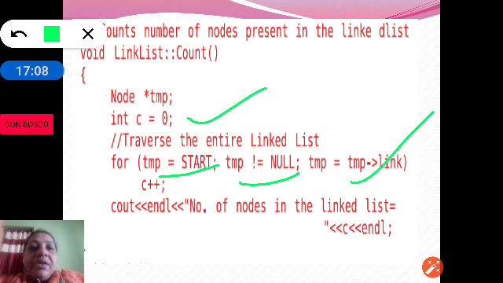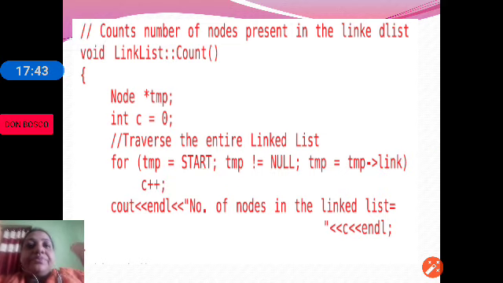So each time temp will go to the next node after incrementing c plus plus, that means c is 0, we will add 1 to 0, so it will become 1. After getting the next node we will add 1 to c, that will become 2. Like that we go on, incrementing count until we get the last node. Once temp has reached the last node, this loop's condition becomes false and control exits from the loop. So this is about count.